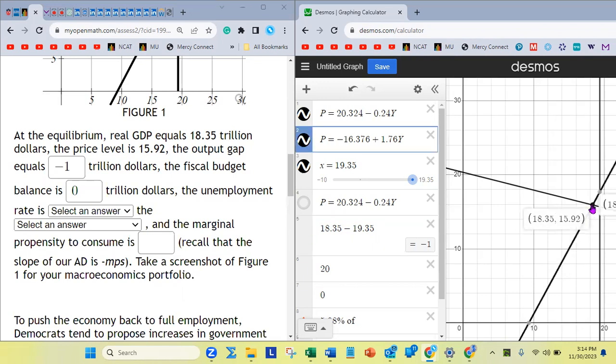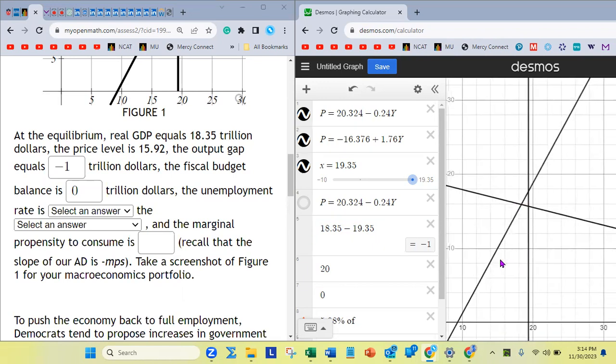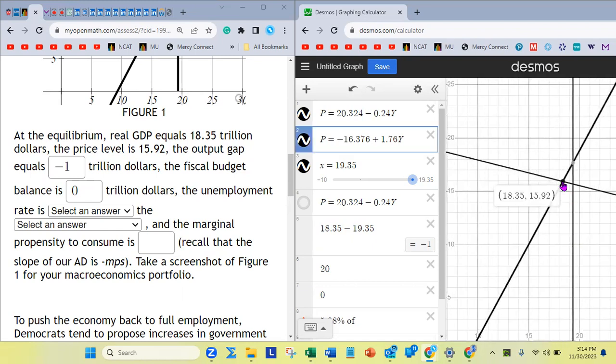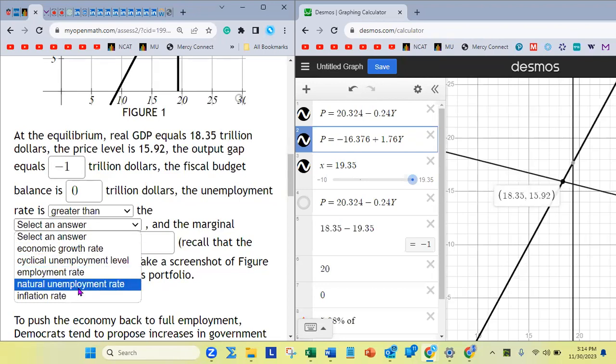GDP is the economy. The economy is to the left of long-run aggregate supply. This is long-run aggregate supply. Short-run aggregate supply quantity supplied is 18.35, less than what should be supplied at full employment. So we're inside the production possibility frontier, which means the unemployment rate is high, greater than the natural rate of unemployment.